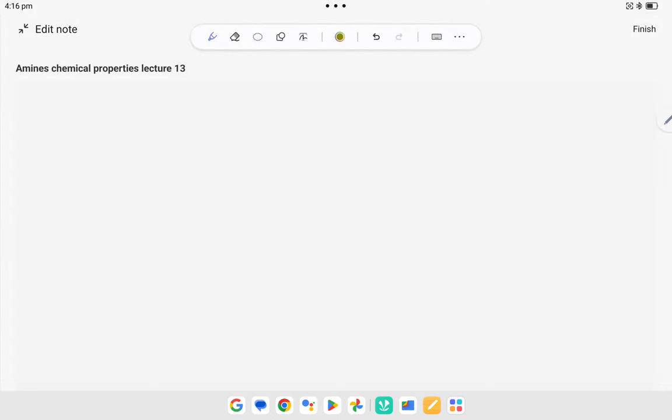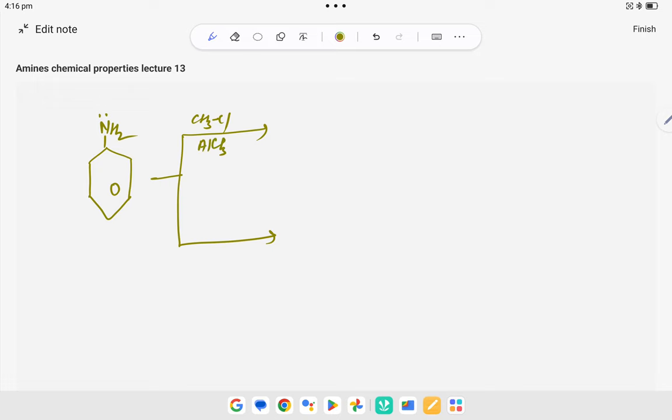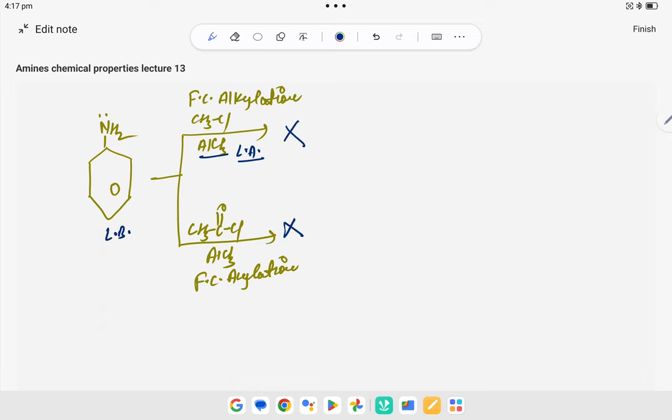Let us check about the Friedel-Crafts alkylation and acylation. Here it is our aniline lone pair, CH3Cl in the presence of AlCl3, what it is? Friedel-Crafts alkylation. Here CH3COCl in the presence of AlCl3, Friedel-Crafts acylation. So what happened here? AlCl3 is a Lewis acid and aniline is a Lewis base, so there is no reaction. Friedel-Crafts alkylation and acylation not possible because it is forming salt, acid plus base salt.